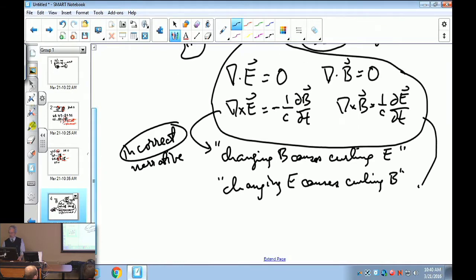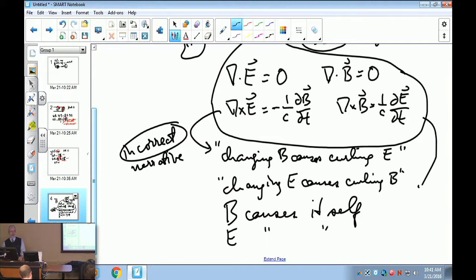And in fact, you get into an argument here. If I take the curl of one of these two equations and use the second time derivative, you get into a kind of circular argument. B causes itself, right? Because if changing B causes curling E, and changing E causes curling B, then somehow B could cause itself, and E can cause itself. Okay, do you see what's wrong? What's happened here? We lose the causes. Yeah, the causality is completely messed up.